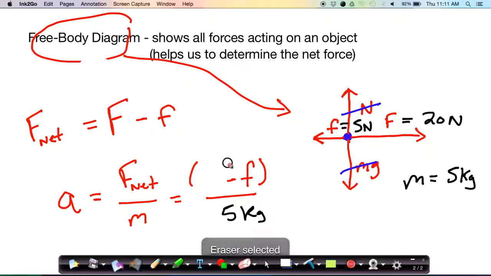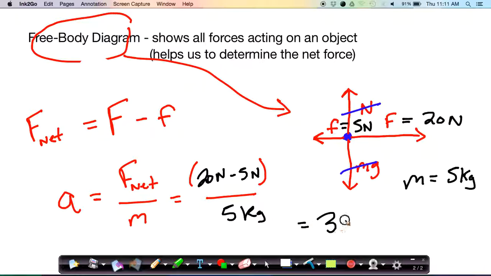And then we had 20 newtons for our pushing force, and 5 newtons for the frictional force. 20 newtons minus 5 newtons divided by 5 kilograms. So that's going to be 15 newtons divided by 5 kilograms, or 3 meters per second squared. So we're able to calculate the acceleration of the box based on the net force on the box and the box's mass.